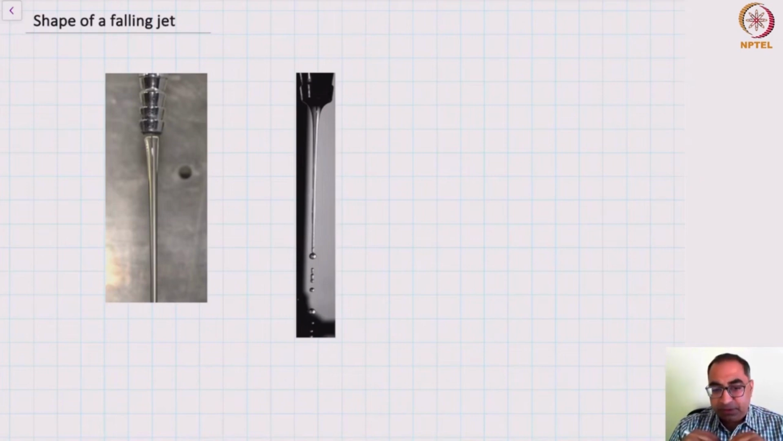Now if you let this jet continue to fall down, then one of the common things that you see is that this jet breaks up into tiny droplets. We've already seen this in the introductory video. This is called the Rayleigh-Plateau instability. This is not the subject of this particular lecture, but we will rather focus on the first part, which is the shape of a falling jet.